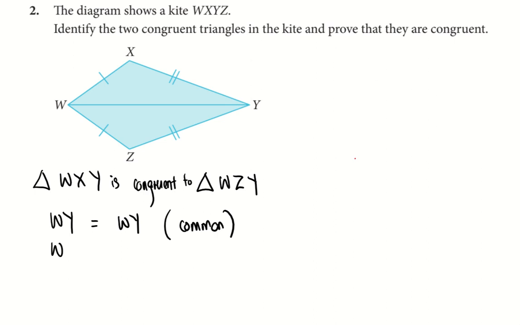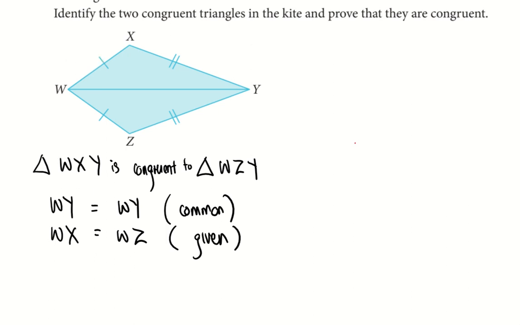Like what Christoph said, WX is equal to WZ. It's given in the question, so we write down given. The last one, XY equal to ZY, also given. These three steps will only allow you to get 1 mark. We must always end with a conclusion.